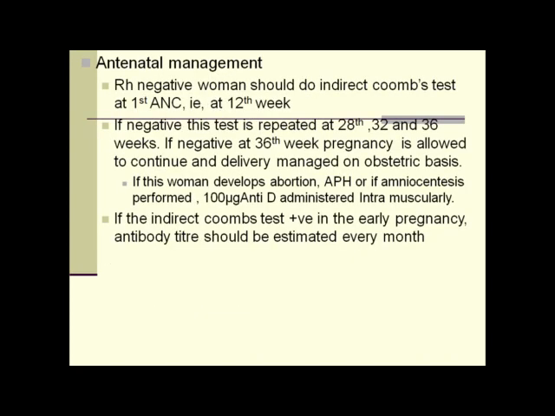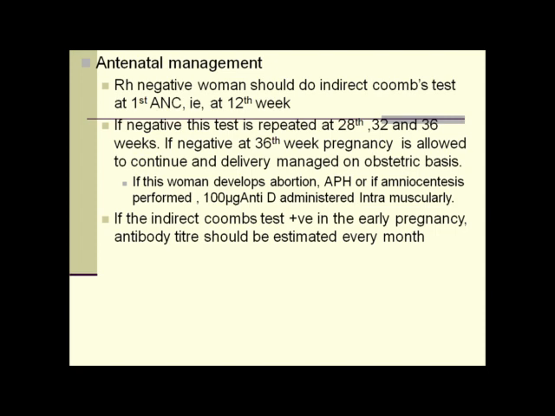For antenatal management, an Rh negative woman should have an indirect Coombs test at the first antenatal checkup, that is at the 12th week. If negative, this test is repeated at the 28th, 32nd and 36th weeks. If negative at the 36th week of pregnancy, the pregnancy is allowed to continue and delivery is managed on obstetric grounds. If this woman develops abortion or APH, or if amniocentesis is performed, 100 micrograms of anti-D is administered intramuscularly.